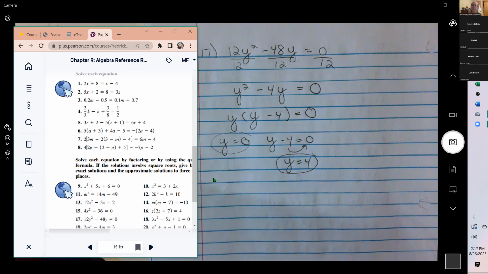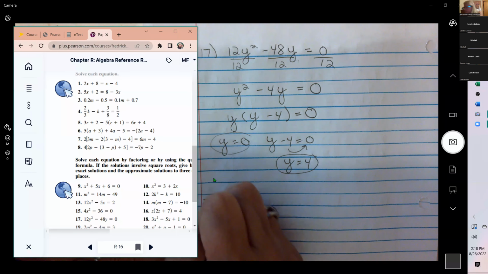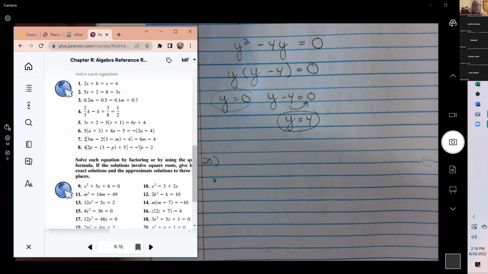Any questions on that? Do you want to see the quadratic formula with it or any questions? No? Okay. Number 20.